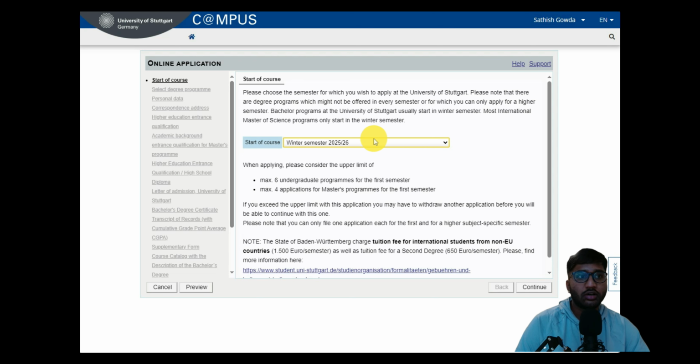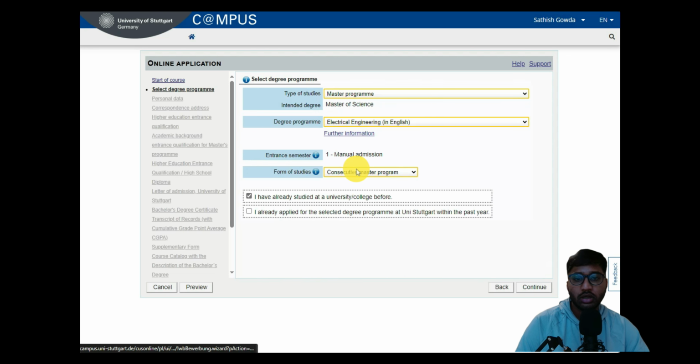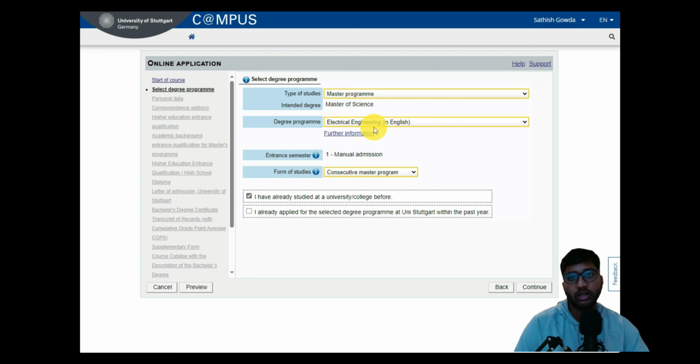So here, for the start of the course, we selected winter semester 2025 and 2026, and we are doing the master's degree program, Master of Science in Electrical Engineering, which is completely taught in English. We are applying for manual admission for the first semester, because we are not jumping in from any other university to pursue this course. And naturally, since we did our bachelor's degree outside Germany, we are clicking on consecutive master's degree.